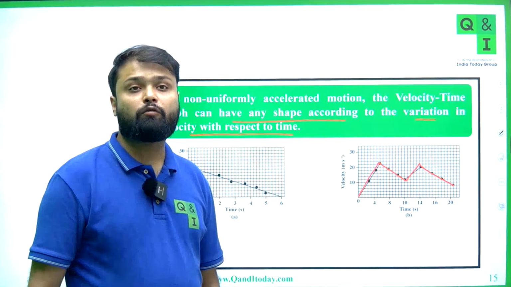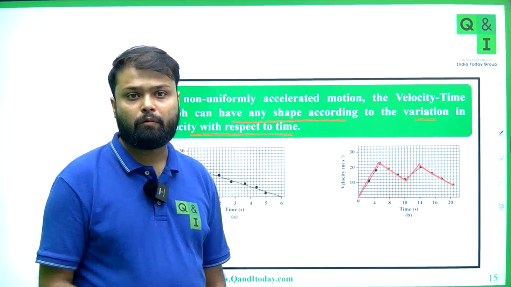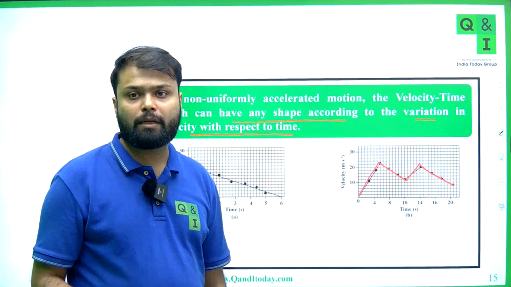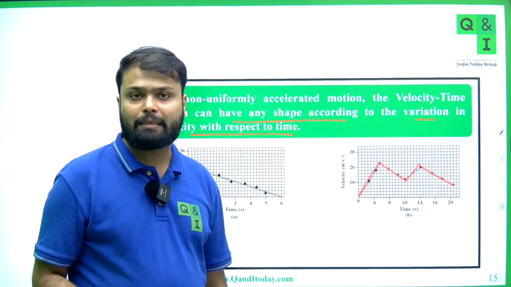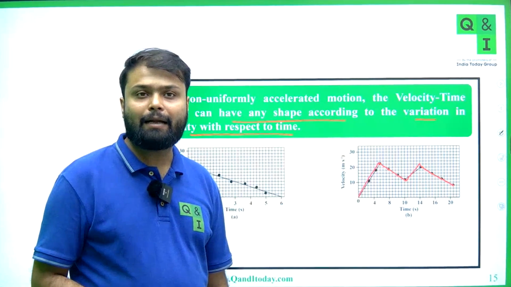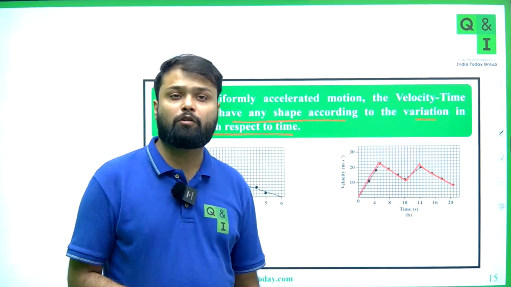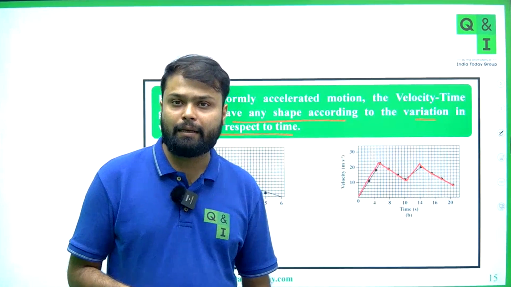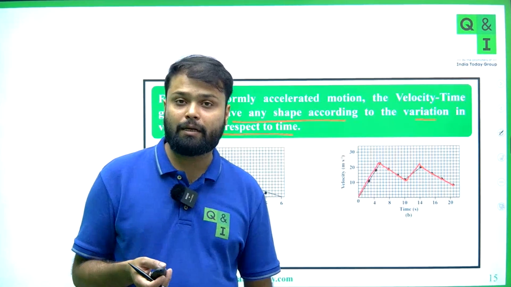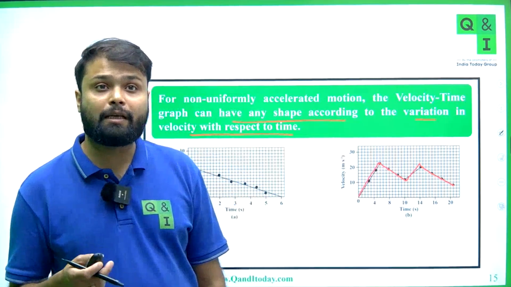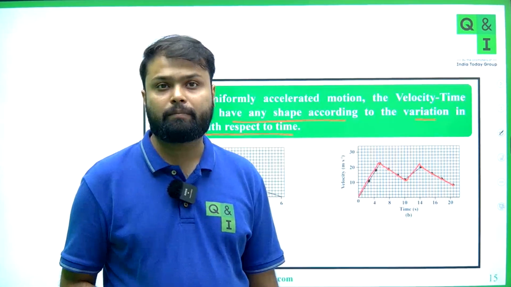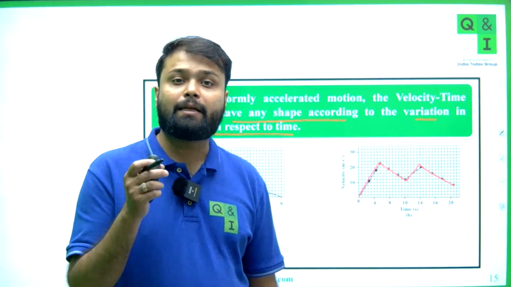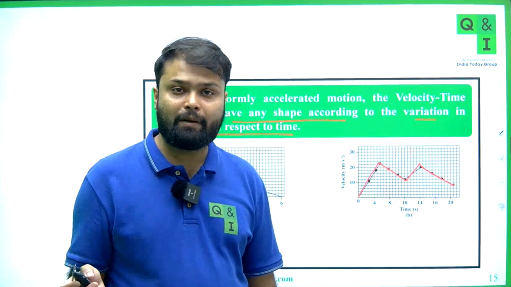Okay, what is the meaning of uniformly accelerated motion? That acceleration remains constant, yes or no? Acceleration remains constant. And if acceleration is constant, can we say that velocity is increasing? Velocity is increasing, and if acceleration is constant, that means change in velocity is equal for equal time interval. Yes or no? For uniformly accelerated motion, can we say that change in velocity is equal for equal time interval?